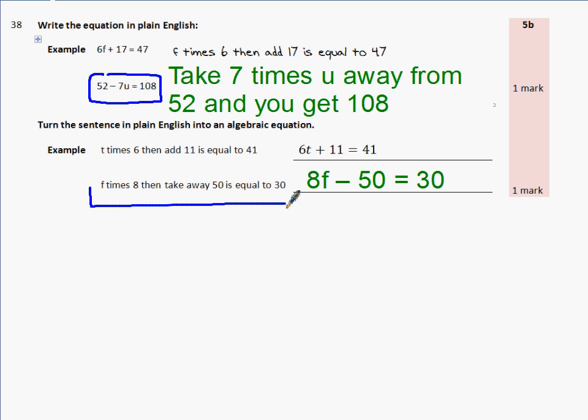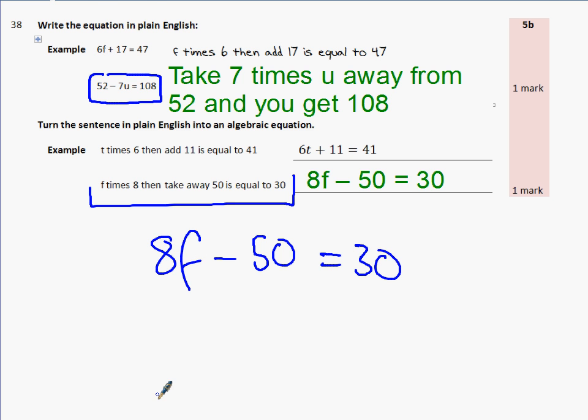Now take this sentence, which is in English, and turn that into an algebraic equation. F times 8, then take away 50 is equal to 30. But of course you can write this in a more economical way. You could write 8f, and that would be preferred.